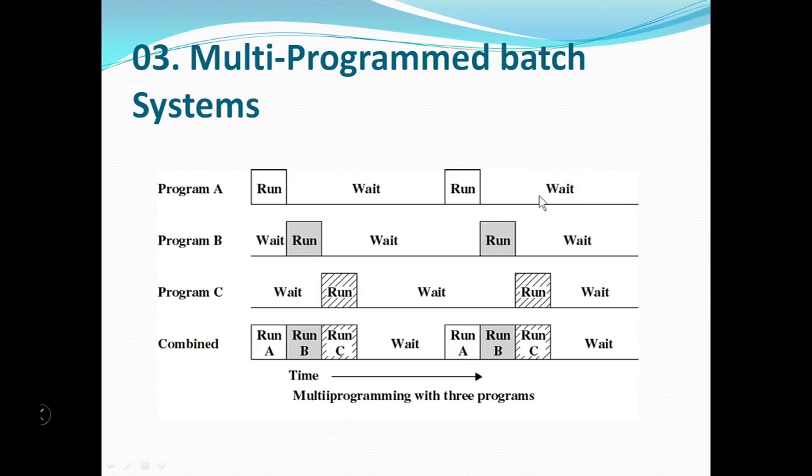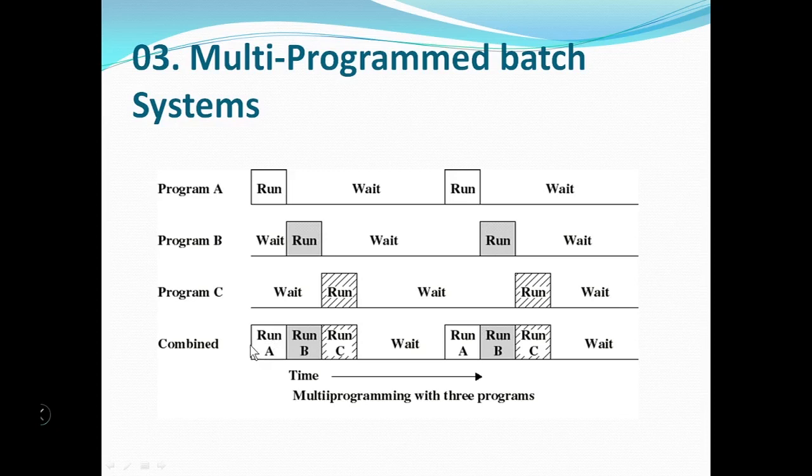In that case, the CPU is waiting until the IO operation is done. Likewise, program B is also there. Program C is also there. So if we switch between these programs and execute them like this, program A, program B and program C, all of them combined together and executed like this, we can reduce the waiting time of the processor, the waiting time of the CPU.